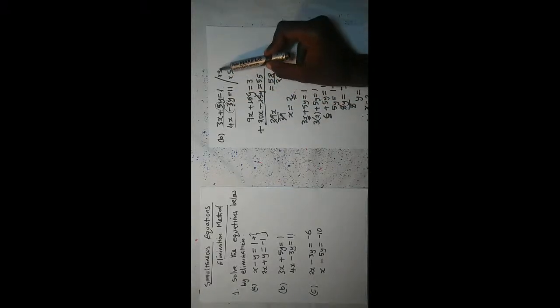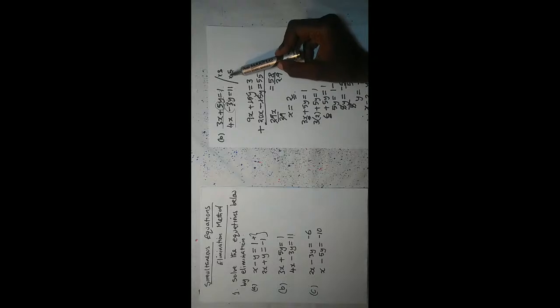So you multiply 3 times 3, you get 9. 3 times 5, you get 15. 3 times 1, you get 3 here. So you come down here, you say 5 times 4, you get 20. 5 times 3 here, you get 15. So you see that these two numbers have been made the same. They are equal now. And then 5 times 11 is 55.